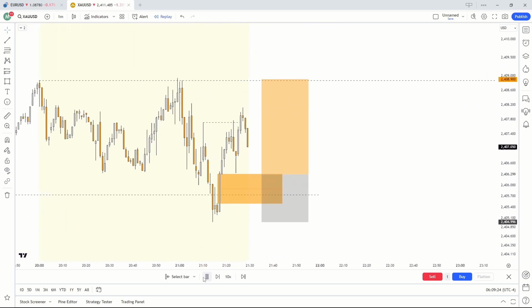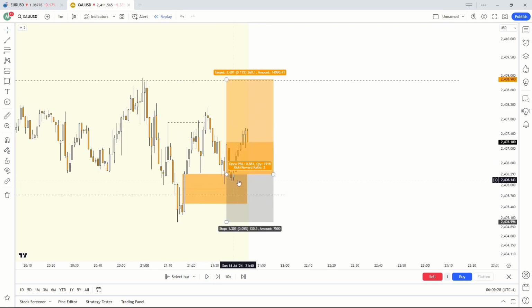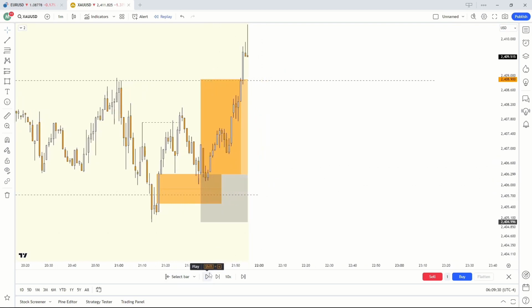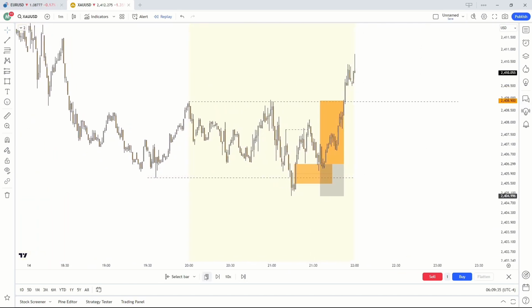So if I play out market, boom, we get a tap in, straight up, straight reaction off the fair value gap, and we smash full take profit.